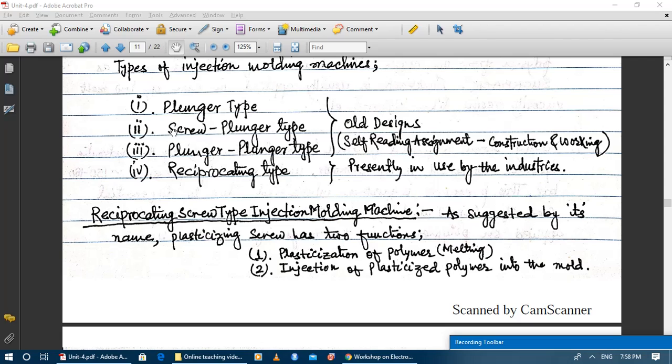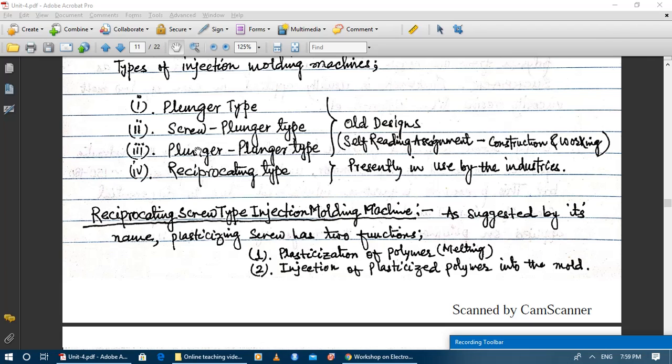The second type of injection molding machine is a combination of an extruder and a plunger type injection molding machine. The purpose of the screw extruder is just to plasticize the melt, and the melt goes inside the chamber of the plunger type injection molding machine, where the plunger moves forward and backward to inject the polymer into the mold. So there are two parts: one screw that continuously plasticizes the polymer, and a plunger that pushes it, forces the polymer melt to flow inside the mold.